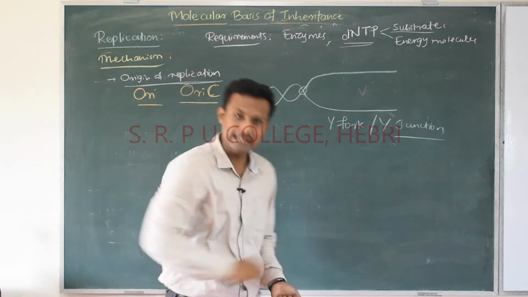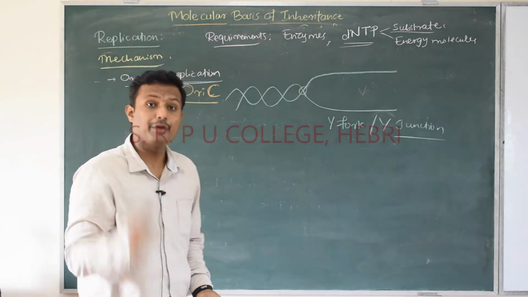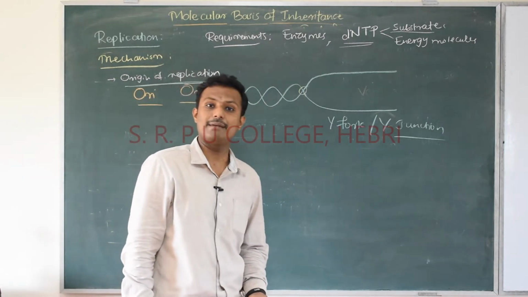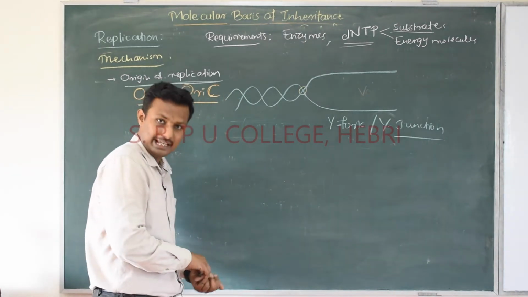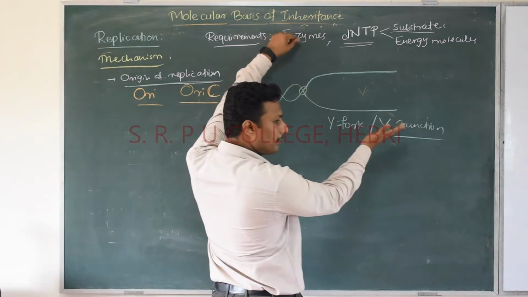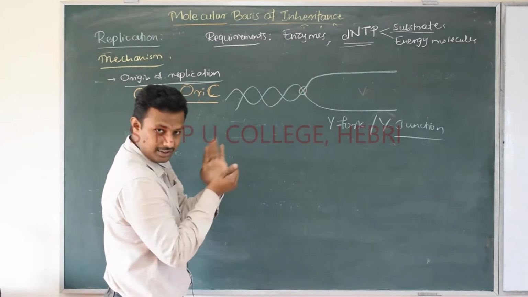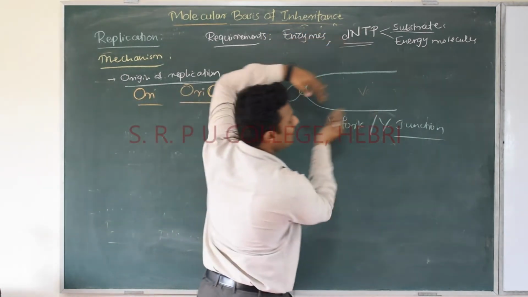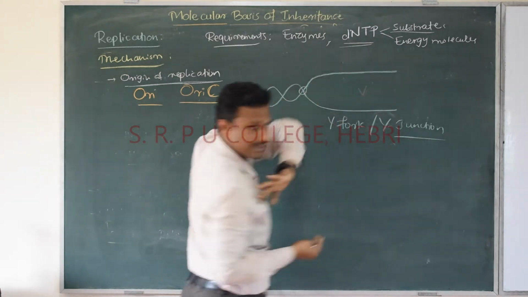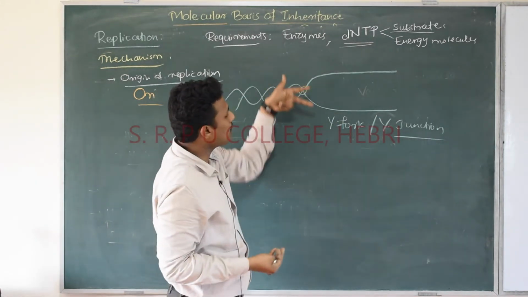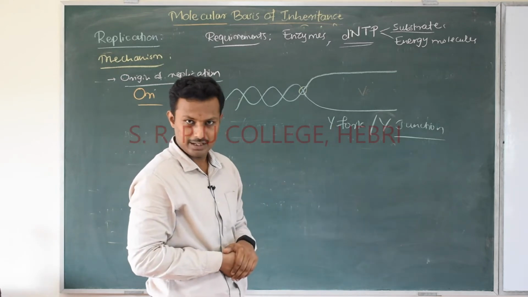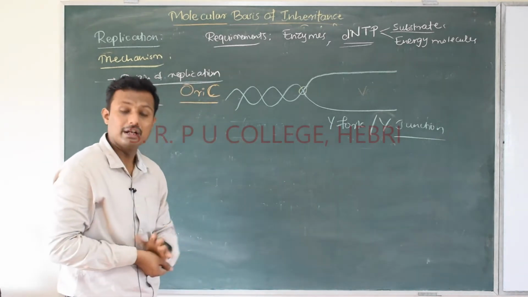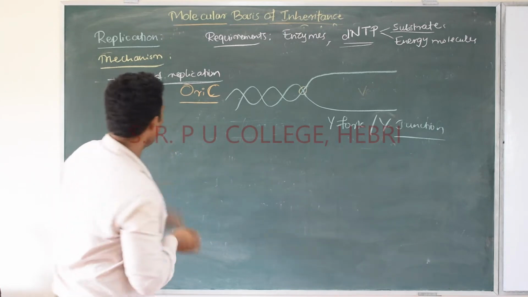So unwinding of the DNA helix will be catalyzed by the enzyme DNA helicase, right? That enzyme DNA helicase will open up both the strands of the DNA and form a long stretch of both the strands, and this forms the Y-shaped junction called Y junction or Y fork. Yes, so this is how it will be formed. And then what happens now?